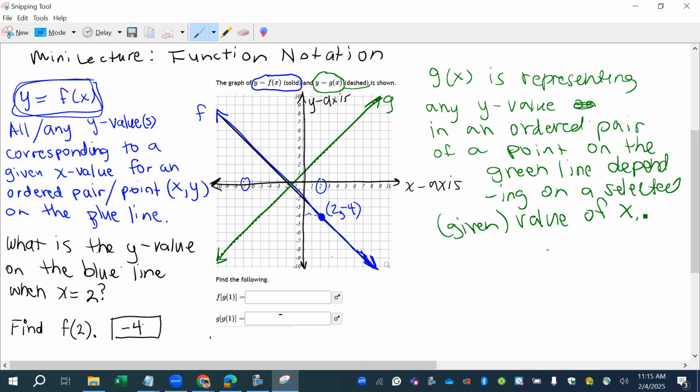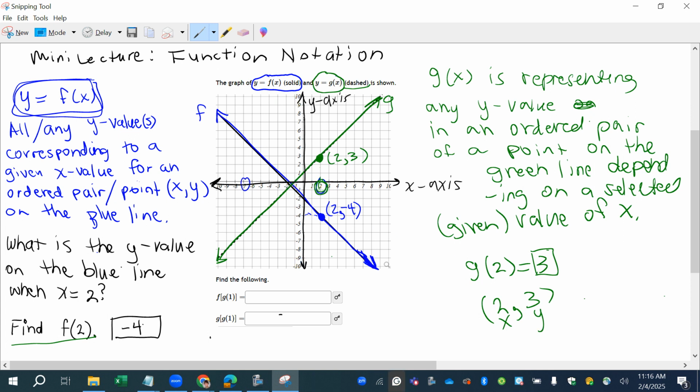Okay, so whereas f of 2 gave me -4, g of 2 would give us what? So going back to 2 again on the x-axis, then aligning, finding where that falls on the green line, I get the ordered pair 2, 3. So then my answer is 3. Okay, so the ordered pair 2, 3 is an x value of 2 with a y value of 3, right?